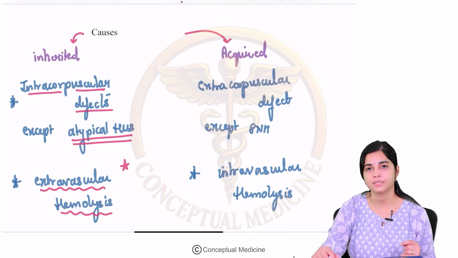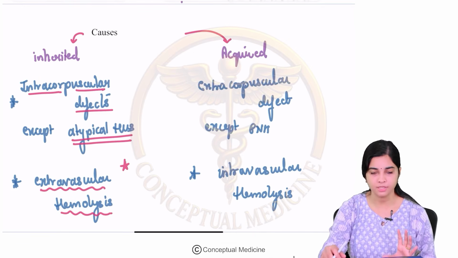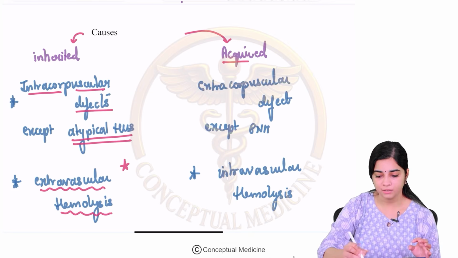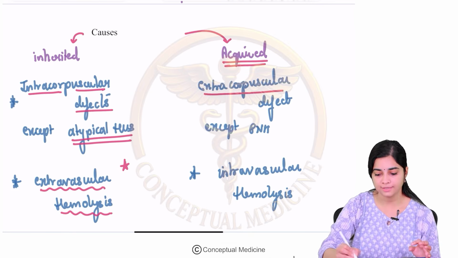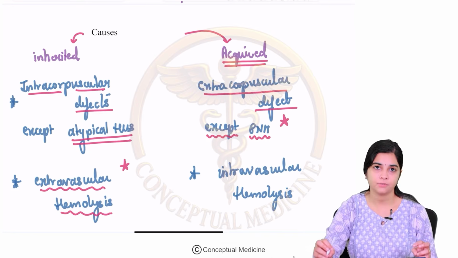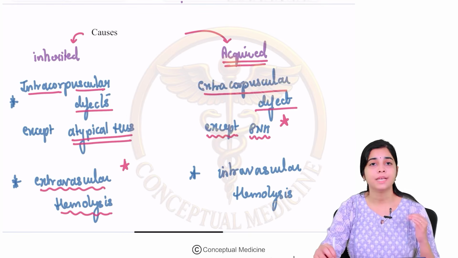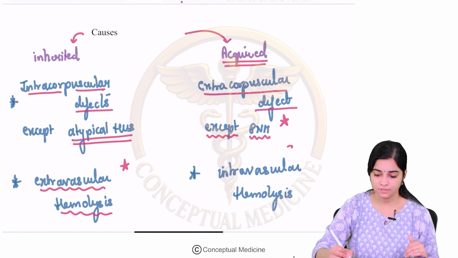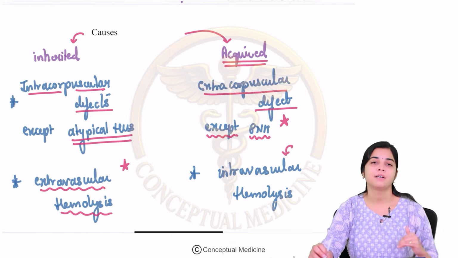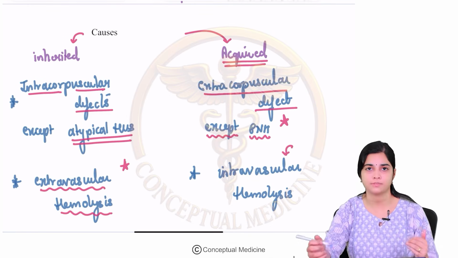Most of them are going to present with splenomegaly, and they do not have your hemoglobinuria, hemosideruria and so on. Most of the acquired causes are due to extracorpuscular defects, and the only exception that you'll have to remember is PNH, which is paroxysmal nocturnal hemoglobinuria. And remember, extracorpuscular defects are usually associated with intravascular hemolysis. Okay, so here is where you'll have your hemoglobinuria, hemosideruria.